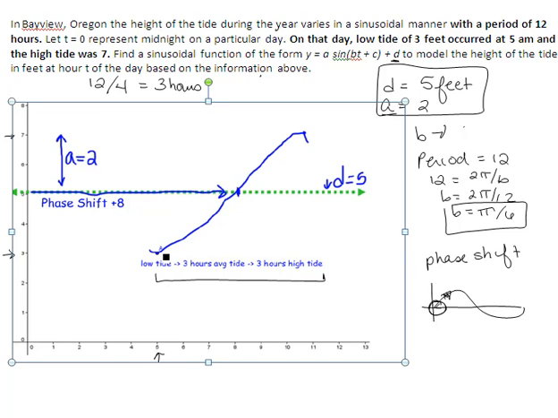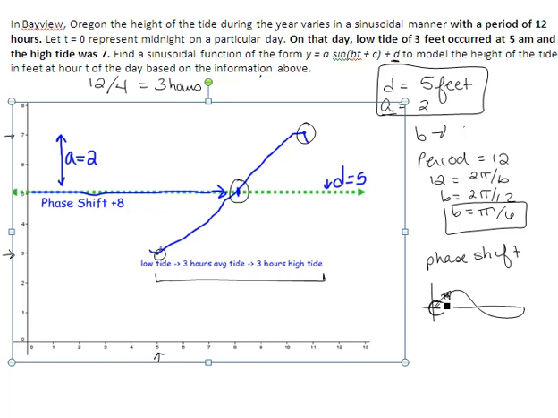Therefore, at 5 a.m. we have low tide. 3 hours later at 8 a.m. we have our average value, or a tide of 5 feet. And then 3 hours later at 11 a.m. we have our high tide of 7 feet. We are now ready to look at our graph.